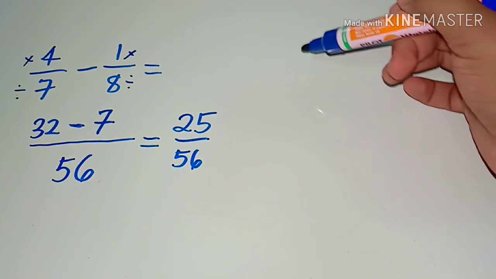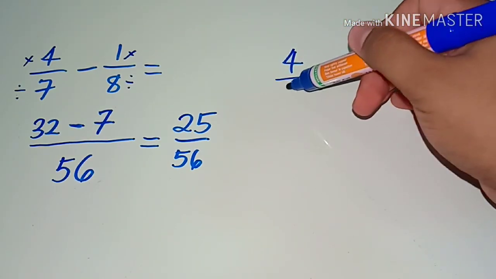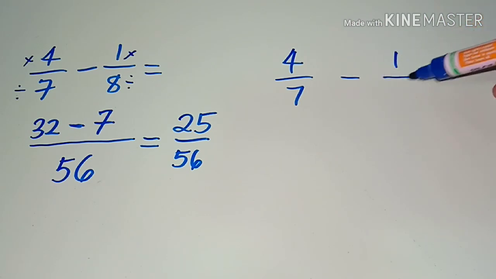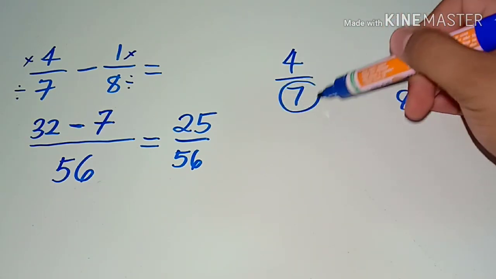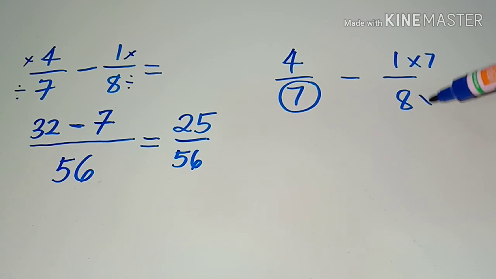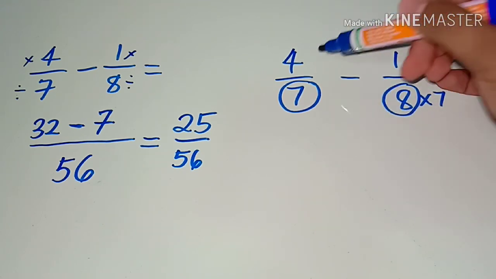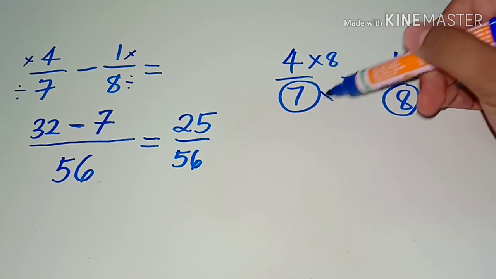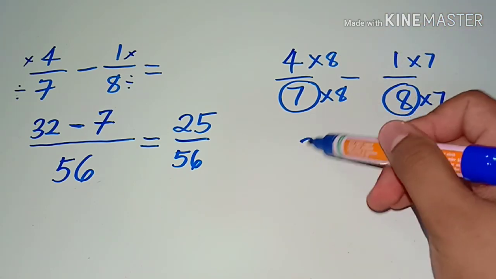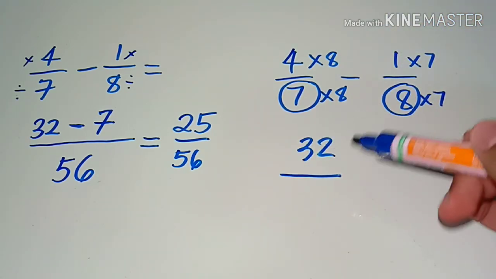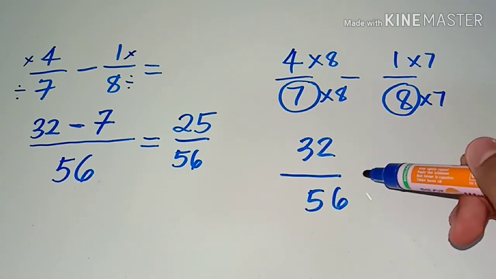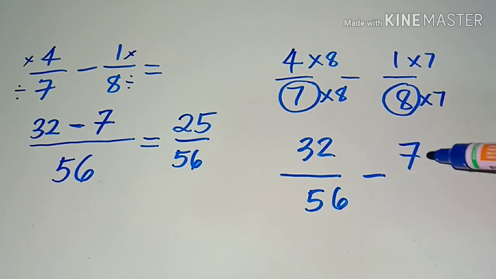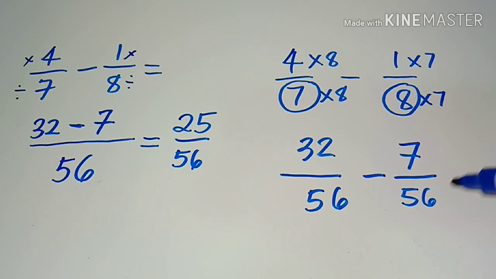Another way is by helping both the numerators to multiply the other fraction. So we'll use 7 here to multiply 7 here, and we'll use the 8 here to multiply 8 on this side. So 4 times 8, 32. 7 times 8 is 56. Minus 1 times 7, 7. 8 times 7, 56. So 32 minus 7 is 25/56. So as easy as that.